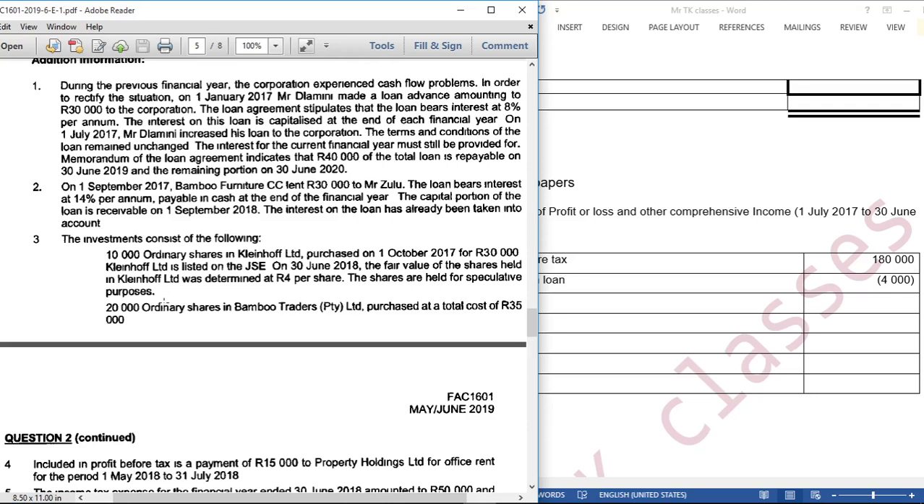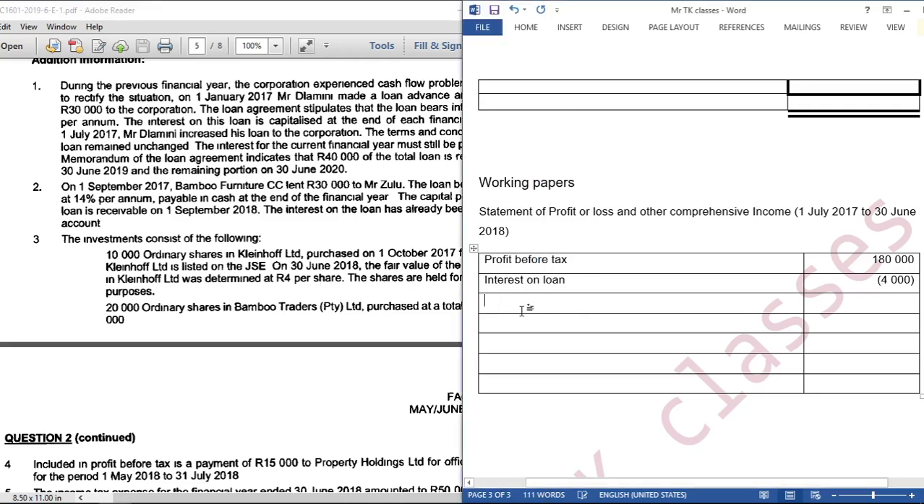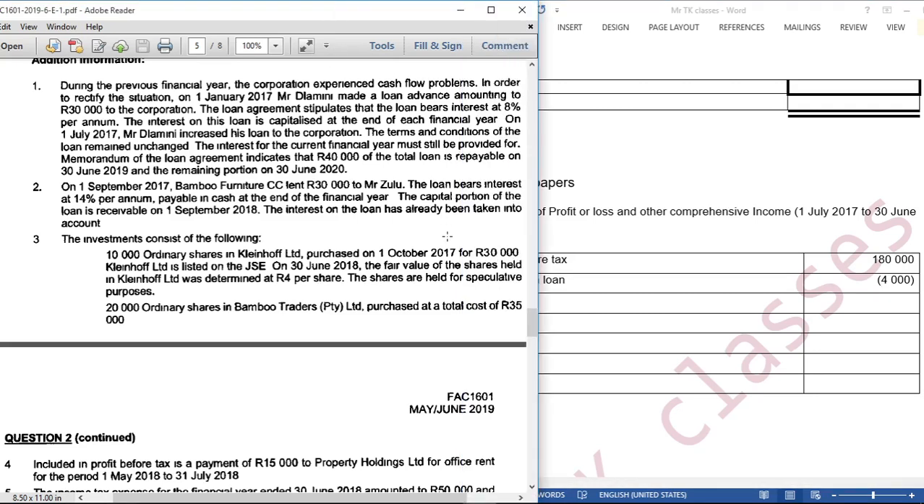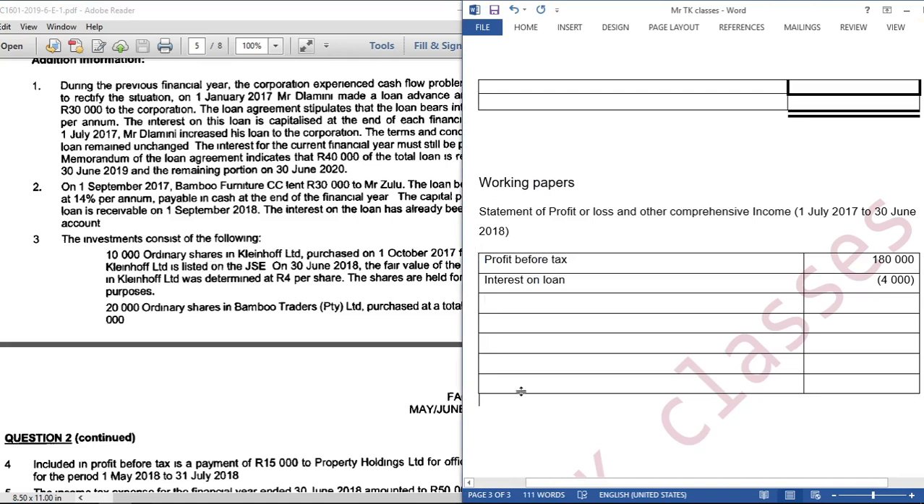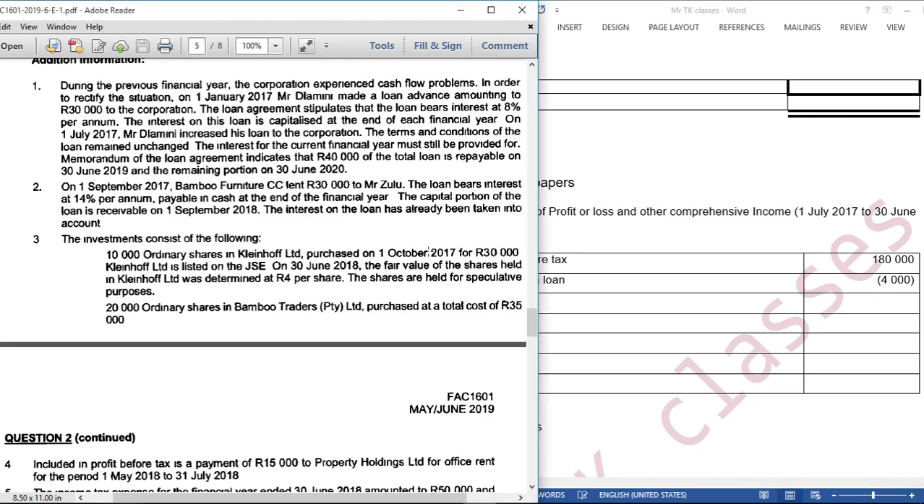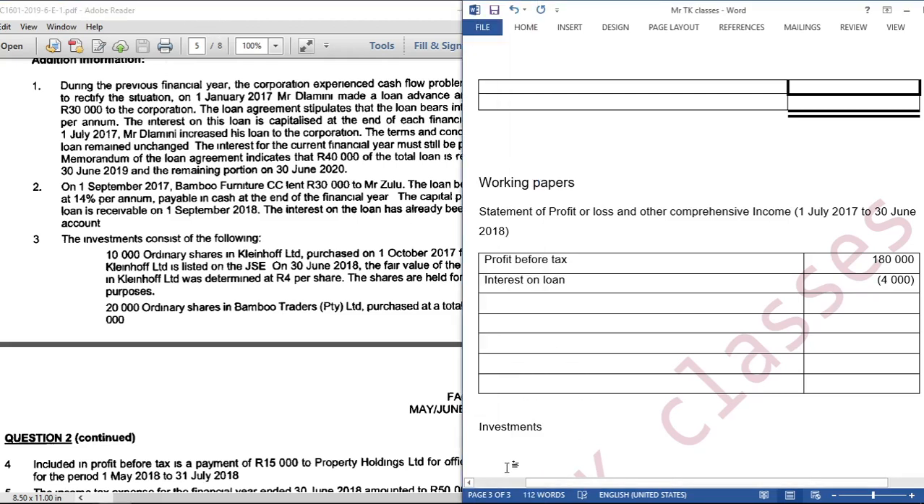So, what does it mean when shares are held for speculative purposes? They are held so that when they increase in value, they will be sold. So they just bought these 10,000 ordinary shares so that when they increase in value, they will sell them, or they will just recognize that income. Let me just write investments. So now we want to see whether these shares appreciated in value.